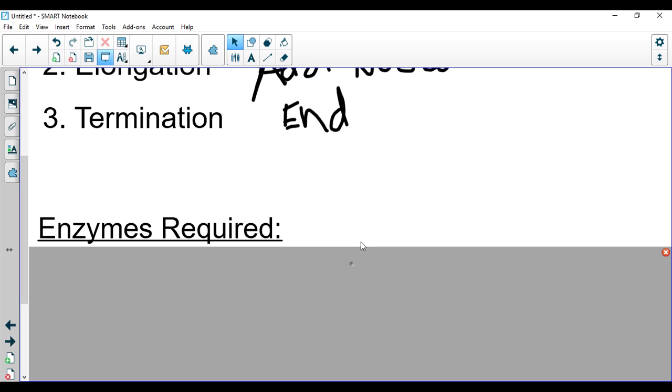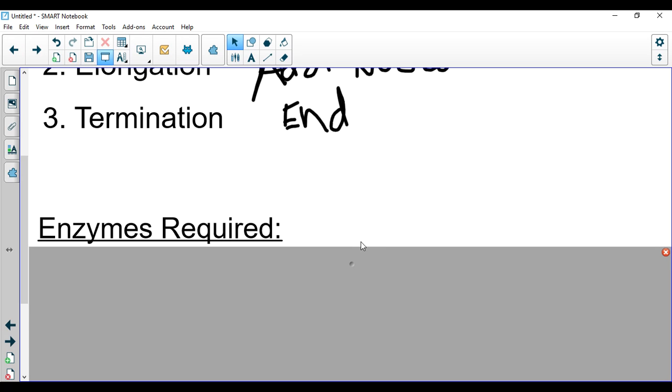An easy way for you to remember these: all of these enzymes end with ASE. That's an easy indicator that they're an enzyme. Remember, enzymes are specialized proteins. They lower activation energy. They allow certain processes to occur. Without these enzymes, DNA replication would not occur.